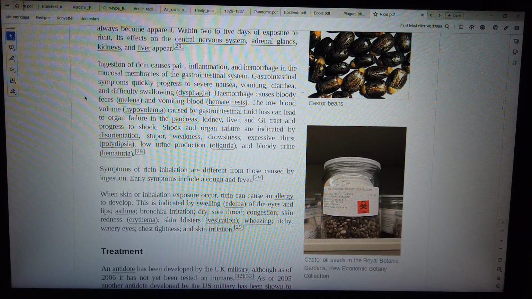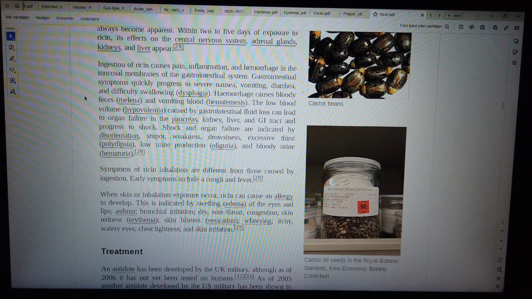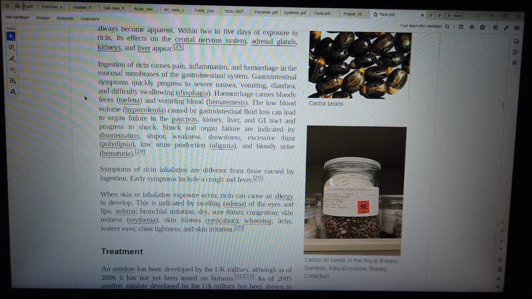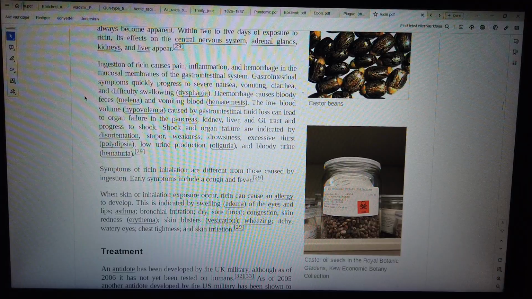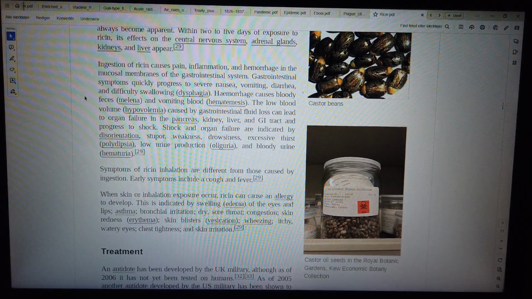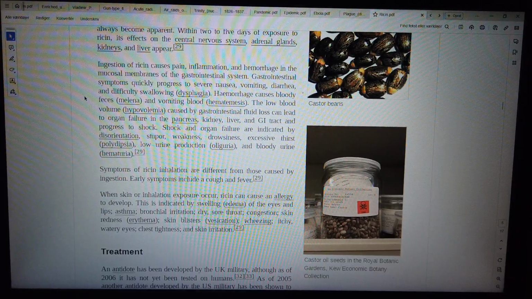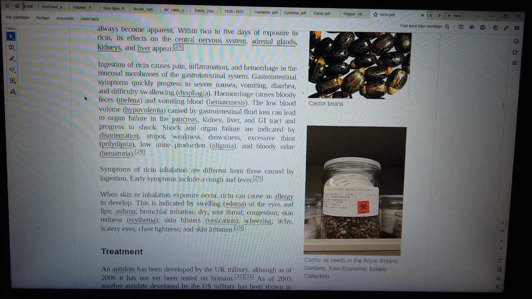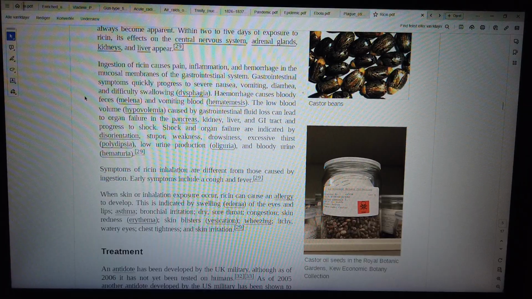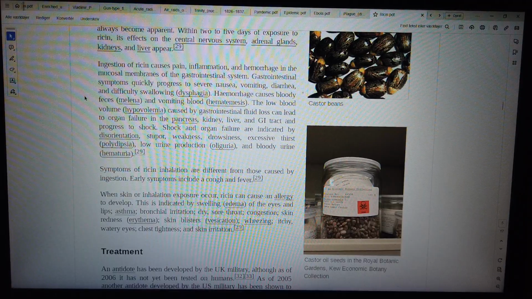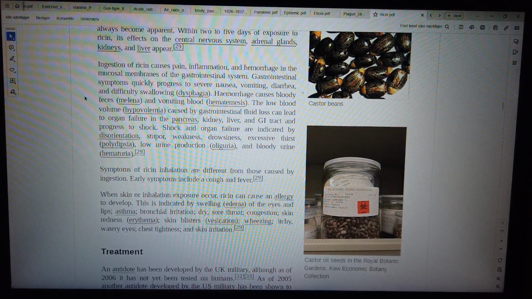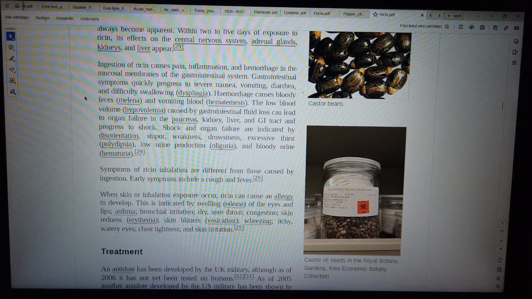The low blood volume, hypovolemia, caused by gastrointestinal fluid loss can lead to organ failure in the pancreas, kidney, liver, and GI tract and progress to shock. Shock and organ failure are indicated by disorientation, stupor, weakness, drowsiness, excessive thirst, polydipsia, low urine production, oliguria, and bloody urine, hematuria. Symptoms of ricin inhalation are different from those caused by ingestion.